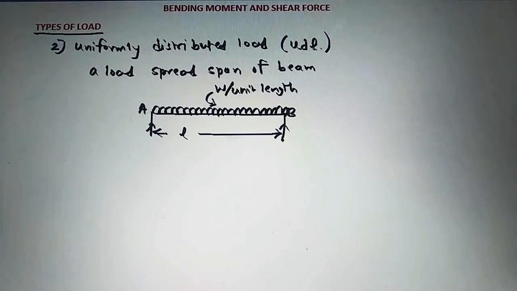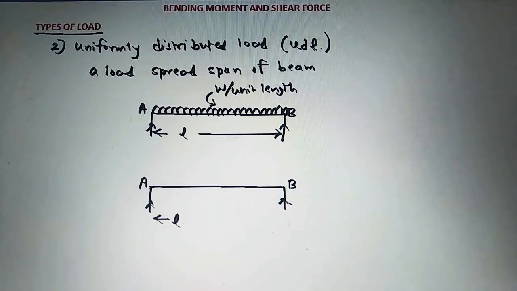Now next, we have to convert this uniformly distributed load into a point load. Now see here, we will draw this beam as it is. This is end B, there is a support at end B. This is end A, there is a support at end A, and this is the span of the beam, that is small l.